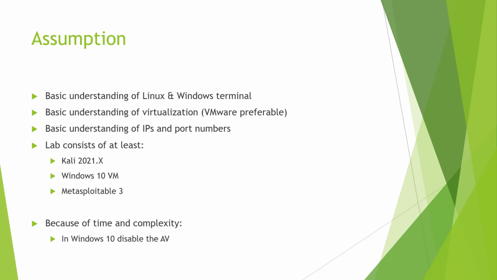Next, you have some basic understanding of IP addressing and port numbers. When we set up an exploit, or we copy something to a web directory, us navigating to that directory, us navigating to that IP, shouldn't be foreign. Also, in my lab, I have 3 virtual machines set up. A Kali 2021X, meaning could be .1, .2, whatever, doesn't matter. We have a Windows 10 virtual machine, and we have Metasploitable 3 set up. We're going to be exploiting both Windows 10 and Metasploitable 3.